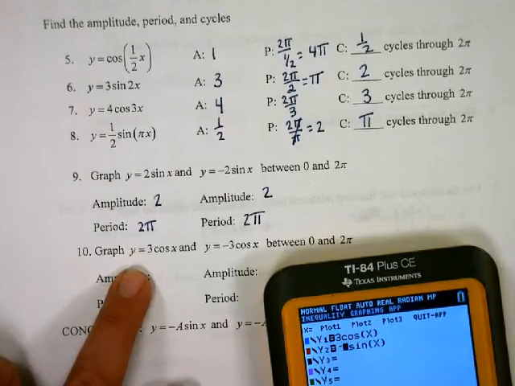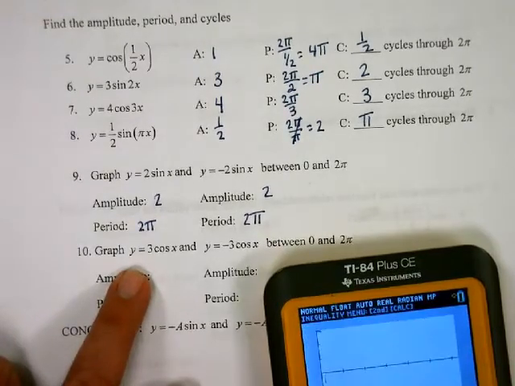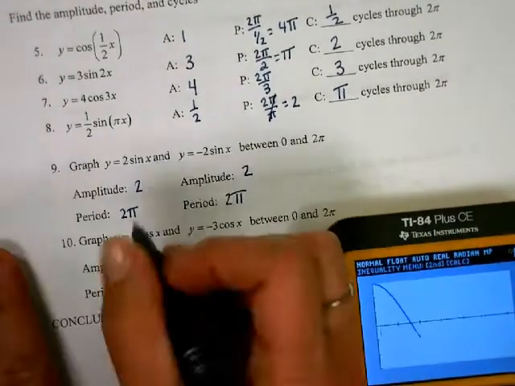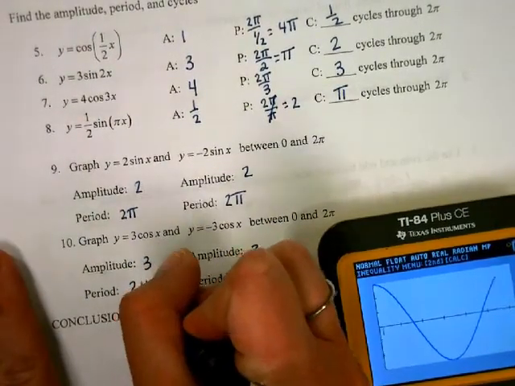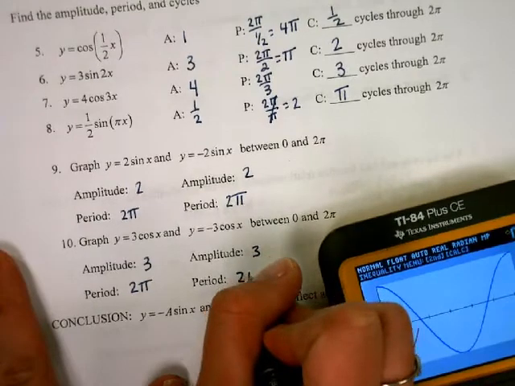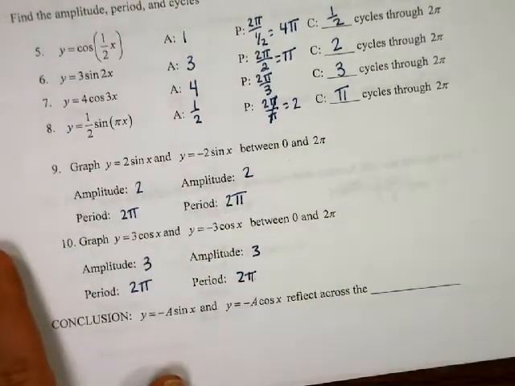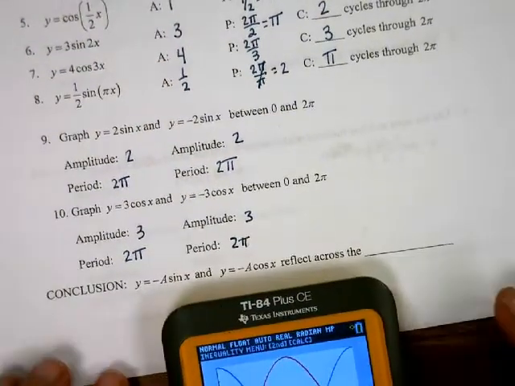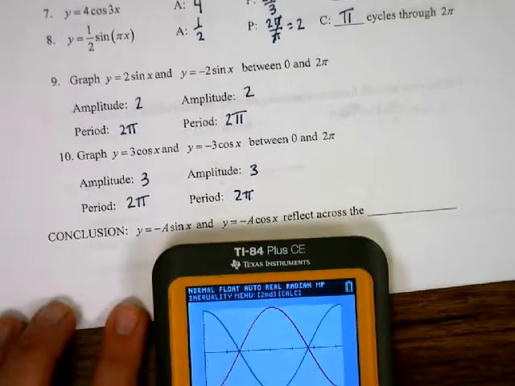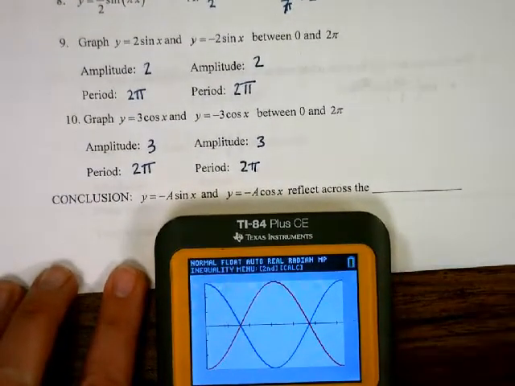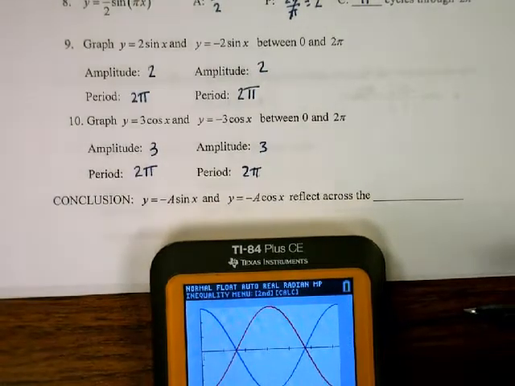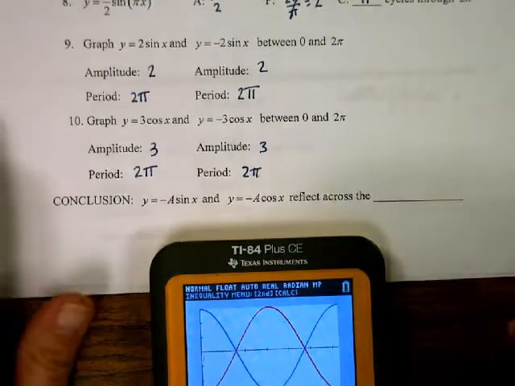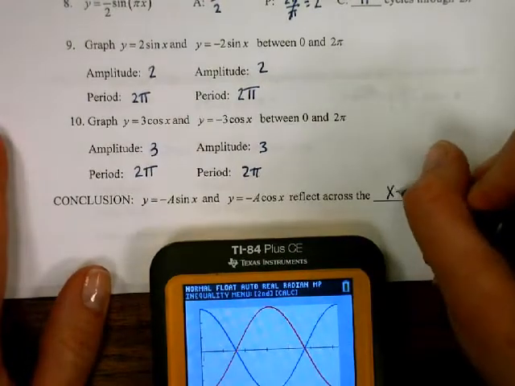Negative 3 cosine. There's 3 cosine, so my amplitude is still 3. My period doesn't change, it's still 2 pi. Oops, sorry. It's graphing it. So if you have a negative out front, y equals negative sine of x or negative cosine of x, they reflect across the x-axis.